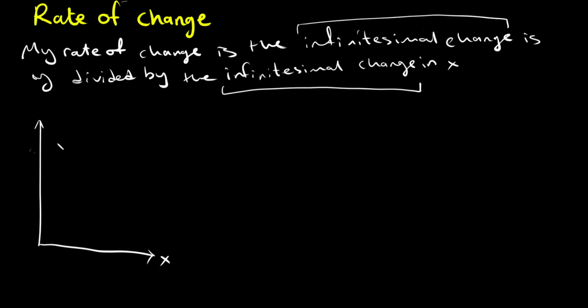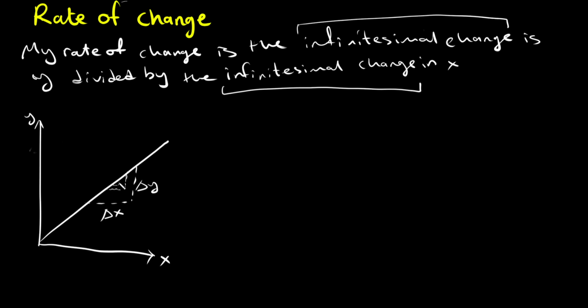This is my x, this is my y, and this is a linear function, and this is my delta, this is my alpha, this is my delta y, this is my delta x. And what is this definition telling me? It's telling me the infinitesimal change in y, so my y is getting smaller, divided by the infinitesimal change in x, and my x is getting smaller.